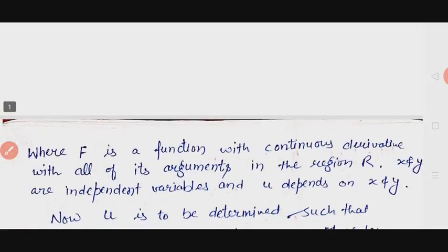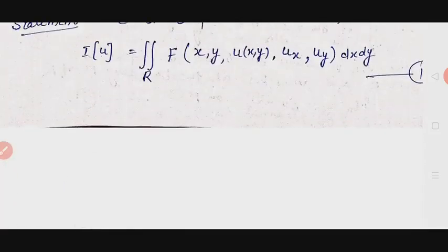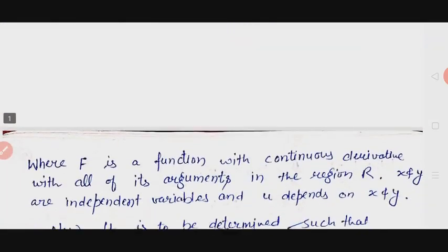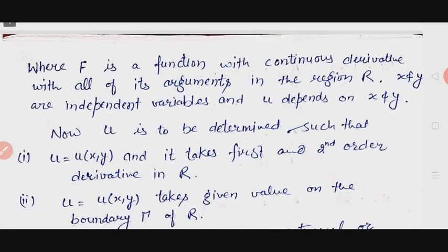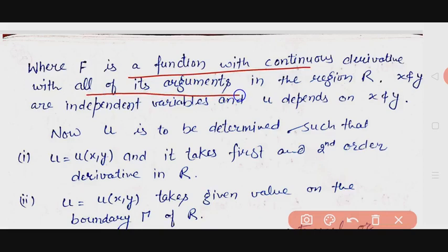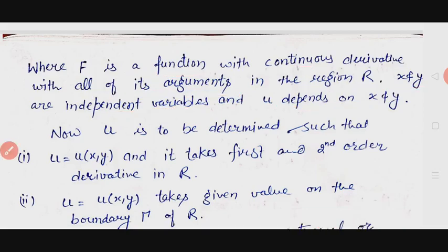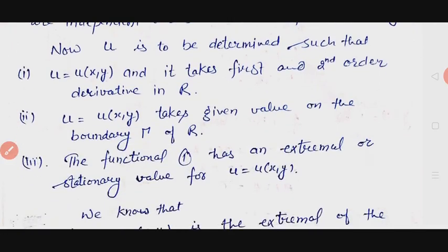You can see in the integral we are talking about f. What is f here? f is a function with continuous derivatives with respect to all of its arguments in the region R. x and y are the independent variables and u is the dependent variable which depends upon x and y. So you have to find the unknown function. What is the unknown function here?